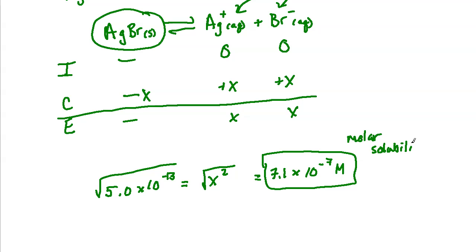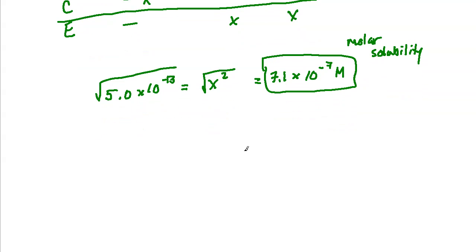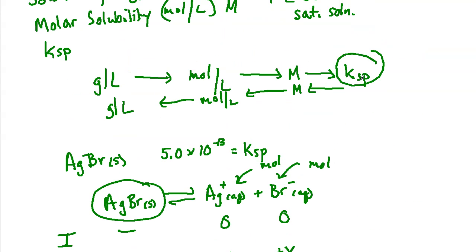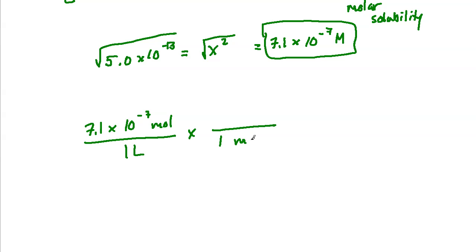of this compound. Okay, now the next thing we said was, what about just the regular solubility? So if I wanted this to be grams per liter, well, again, going up to this chart, I used the Ksp in order to find molarity, which is moles per liter. So now I just need the molar mass to get into grams per liter. So what I could do here is I could rewrite this and say 7.1 times 10 to the negative 7th moles in every 1 liter. Okay. And then I want to cancel the moles, so it's going to be 1 mole.